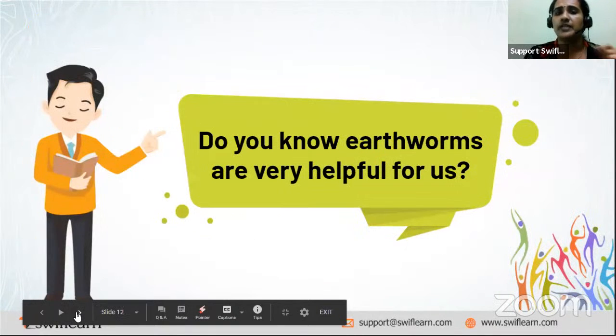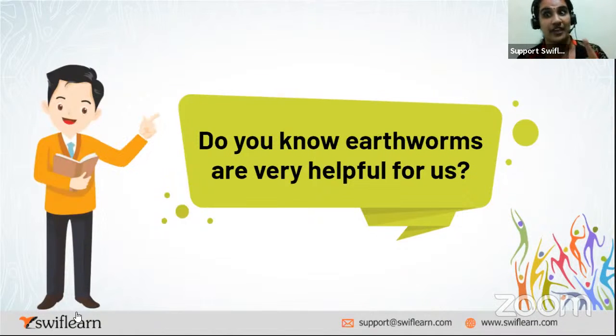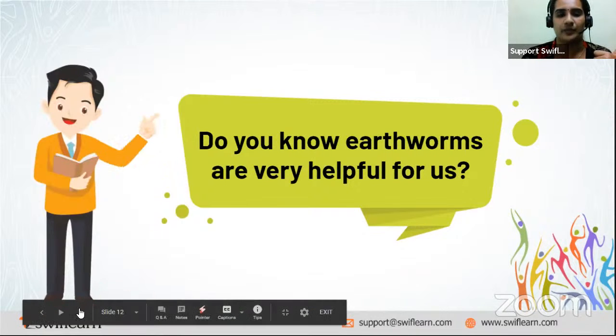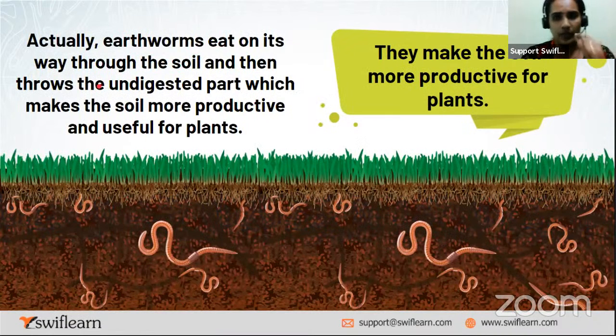Do you know earthworms are very helpful to us? In your lower classes you have studied whose friend the earthworm is. Yes, it is the farmer's friend. Why is it called the farmer's friend, and where is it present? Let's see that. Actually, the earthworm eats its way through the soil and then passes the undigested part, which makes the soil more productive and useful for plants. That is why it is called the farmer's friend.